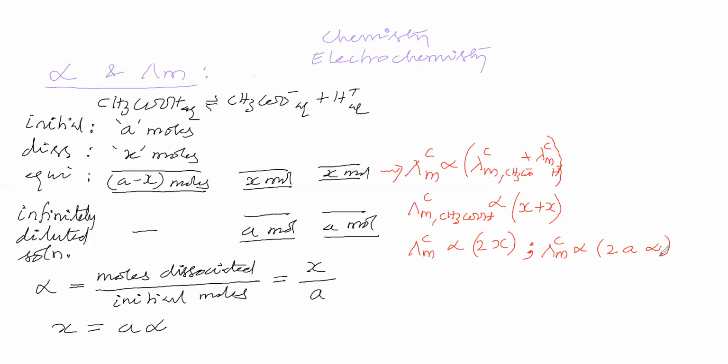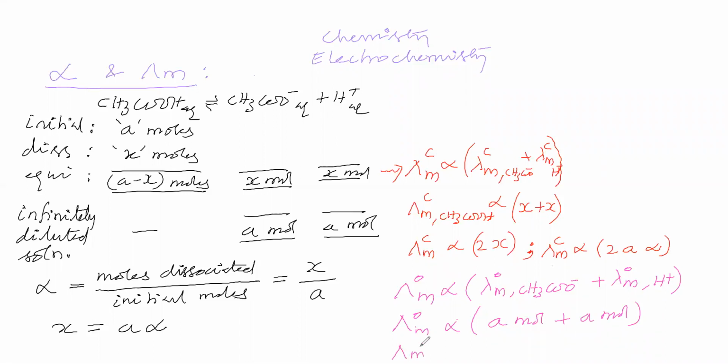Next we will take lambda m naught. Lambda m naught is directly proportional to lambda m naught of acetate ion plus lambda m naught of H plus ions. Then lambda m naught of acetic acid is directly proportional to A moles of acetate ions plus A moles of H plus ions. Therefore lambda m naught is directly proportional to 2A moles.